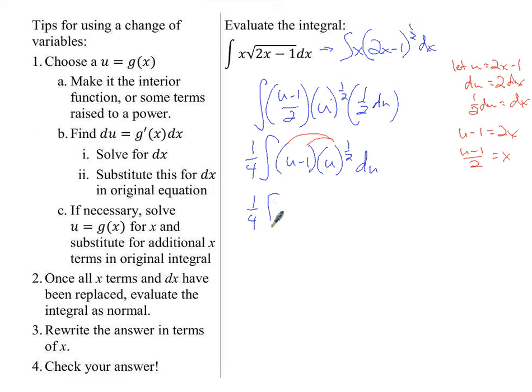So we have 1/4 integral. u times u to the 1/2 becomes u to the 3/2 minus u to the 1/2. Can we take that integral? Yeah. So don't forget that you can distribute here. All right, we have the 1/4 still out front times, so that's u to the 5/2 there. Right, so it's 2/5 u to the 5/2, then minus.